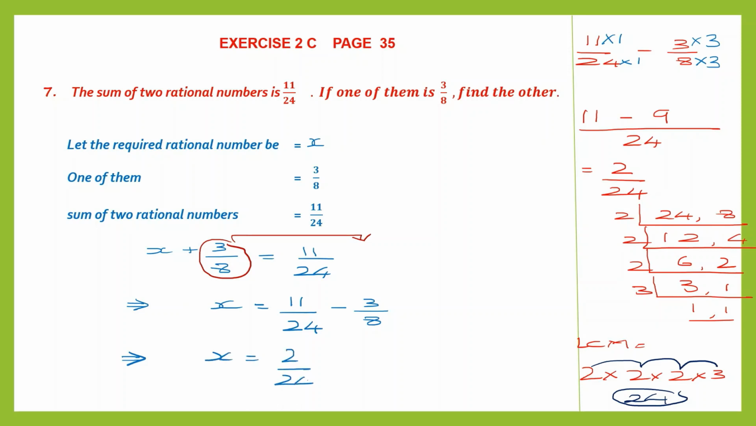Now 2 by 24, as you can see, can be reduced to the lowest term. So let's divide both by 2. When we divide both by 2 we can reduce it to the lowest term. What do we get here? 2 1s are 2, and 2 into 12 is 24. So the other number that we have been asked to find is 1 by 12.